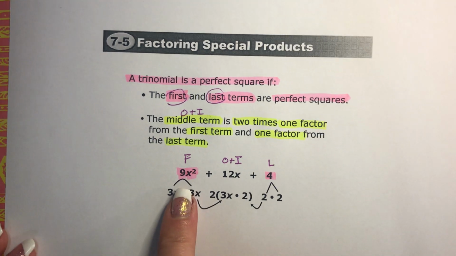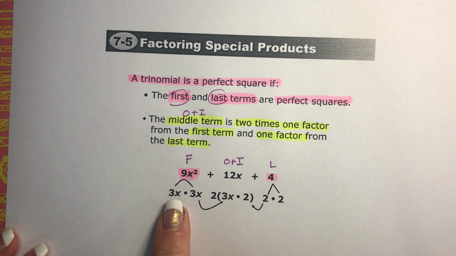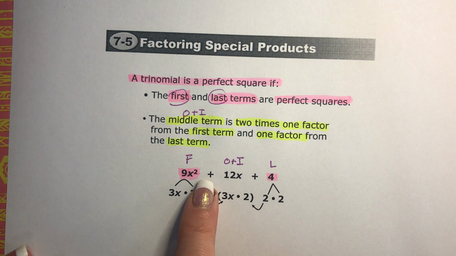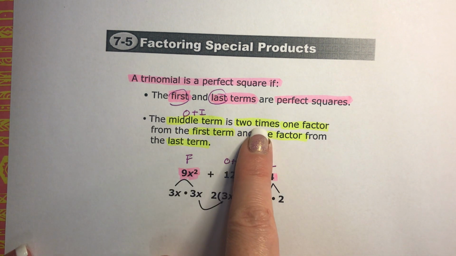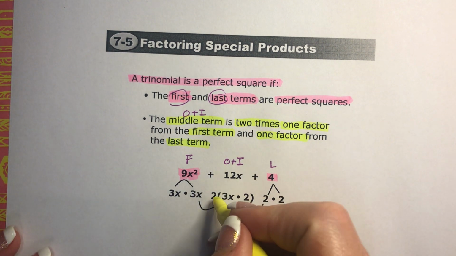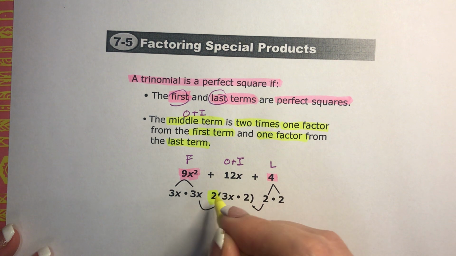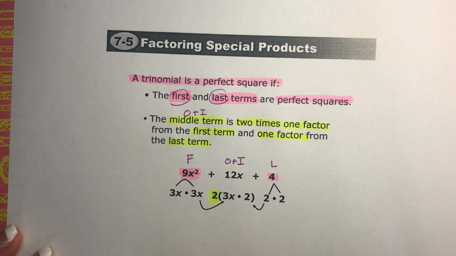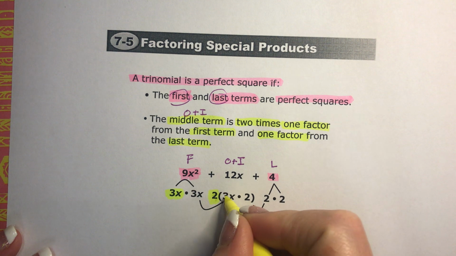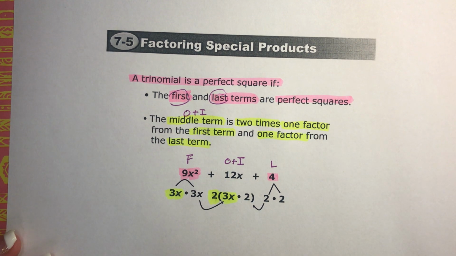So here, if you have 9x squared, that breaks into, right, 3 times 3 is 9, x times x is x squared, so it's 3x times 3x. That's how you get that 9x squared, okay? So this says the middle term is 2 times, so there's our 2 times, one factor for the first term. So you're going to take one of these factors, so that's your 3x there.